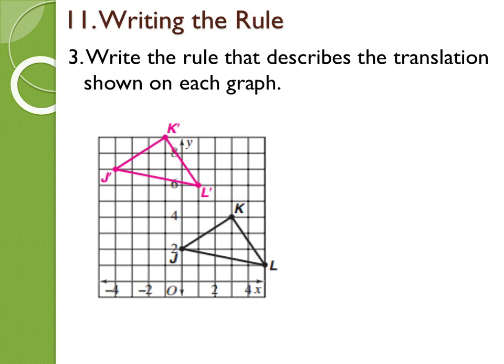Write the rule that describes the translation shown on the graph. So my pink is my image and the black is my pre-image. So I'm going to go here with my X, and that is 1, 2, 3, 4. So it'll be X minus 4 because I'm going to the left. And then I'm going up 1, 2, 3, 4, 5. So Y plus 5. So I move my K to the left 4 and then up 5.